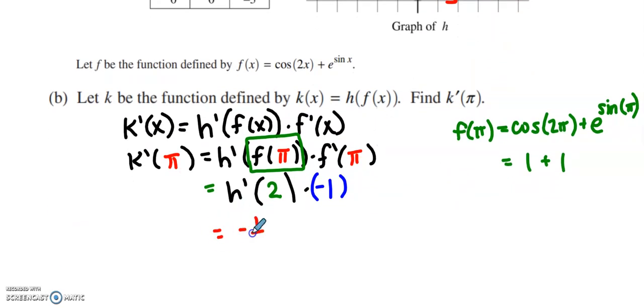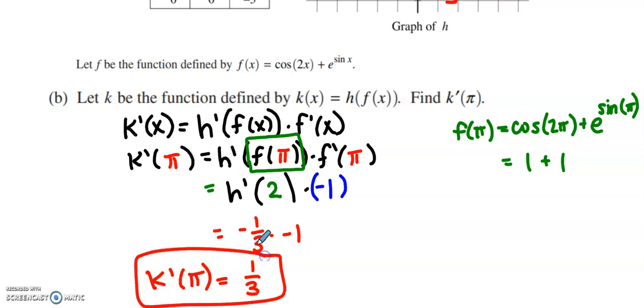So this is -1/3 times -1, which should be equal to 1/3 for our k prime of pi. So again, the calculus that's involved there is really just the chain rule. The rest of it is being able to use your pre-calculus or your AAA knowledge to evaluate all of these composite functions and making sure that you're working from the inside out, right? Pi goes into f, goes into h prime, times pi going into f prime.